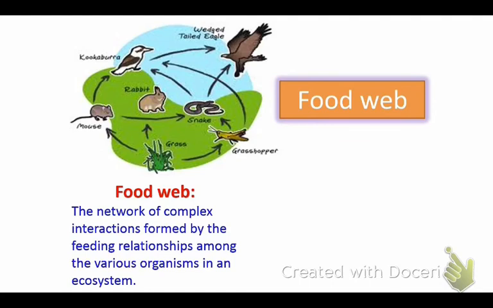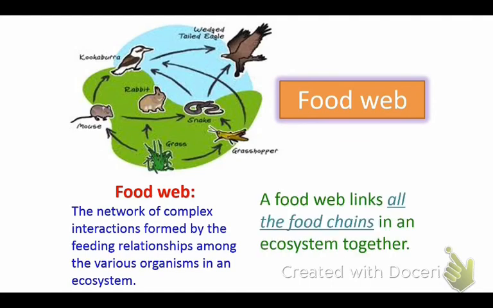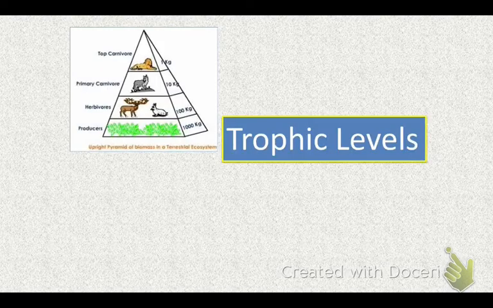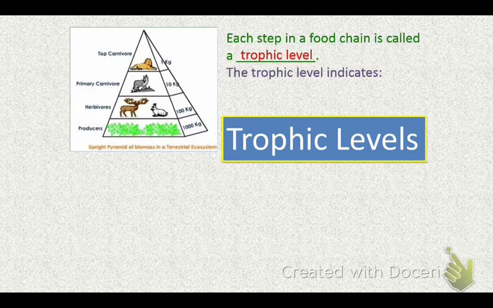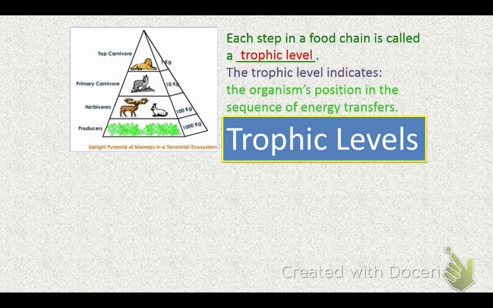All right, food web. Hold on, we might skip this slide. Let's skip that. Let's go to trophic levels. Okay, trophic levels. So each step in a food chain is called a trophic level, and this indicates the organism's position in the sequence of energy transfers.